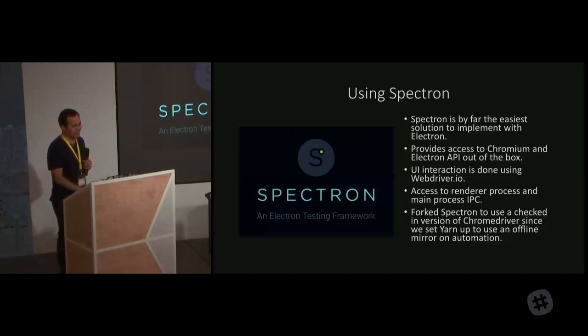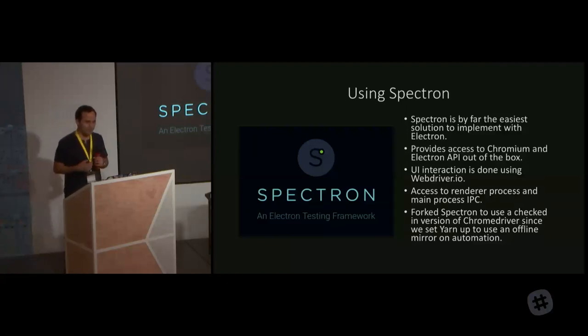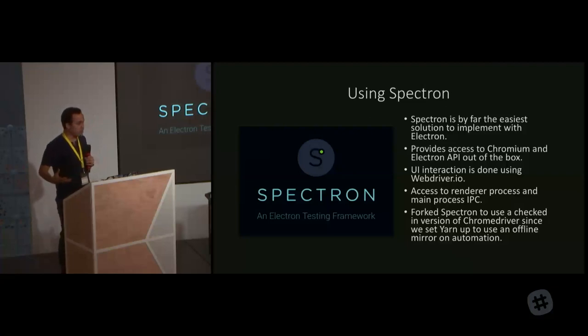It's by far the easiest solution to implement, because you just pass in the parameters for your app and you just instantiate the app and it's good to go. It provides you access to the Chromium and Electron APIs out of the box, and you can interact through the UI using WebDriver, which is really important to us, but I'll get into that a little later on. You can access the renderer process and the main process with IPC straight out of the box.